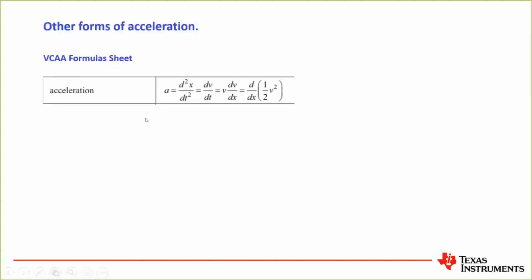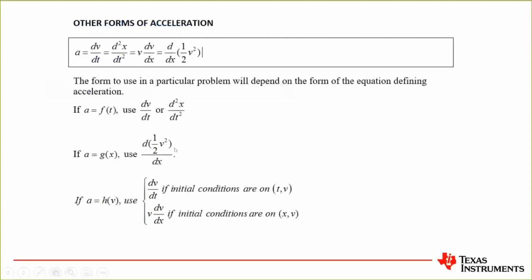Other forms of acceleration are given on the VCAA formula sheet. And there is a quick guide to which form of acceleration to use. If acceleration is given as a function of time, use dv/dt or d2x/dt squared. If acceleration is given as a function of x, use d/dx of half v squared, and sometimes also v dv/dx, and that depends on the initial conditions.